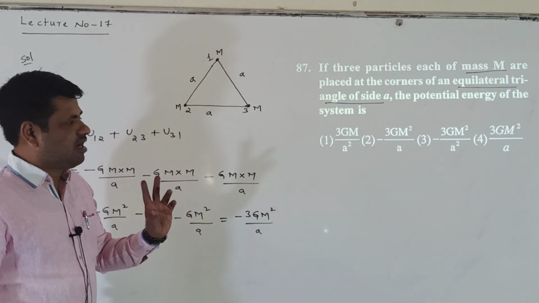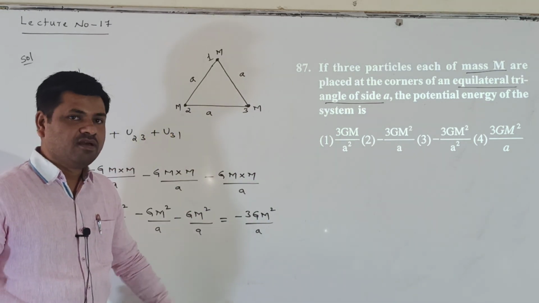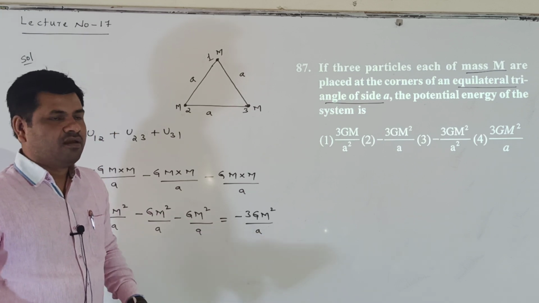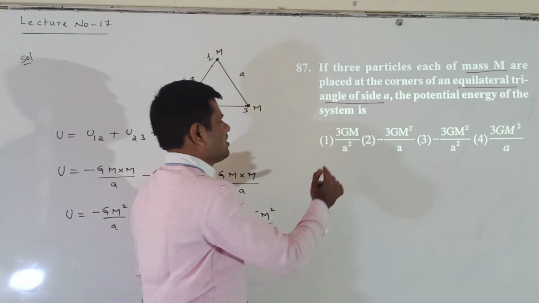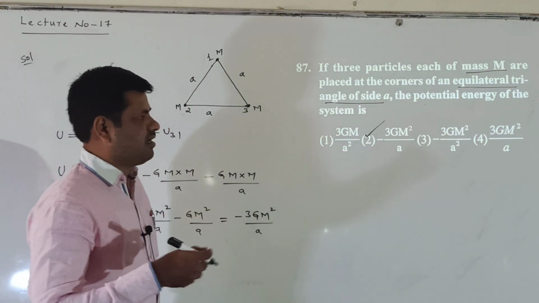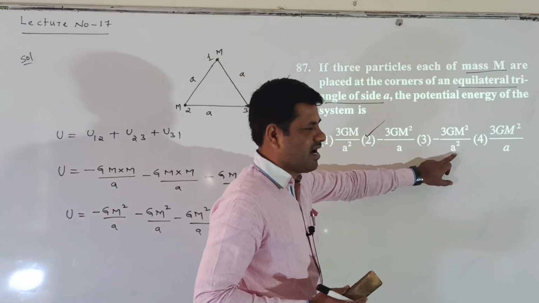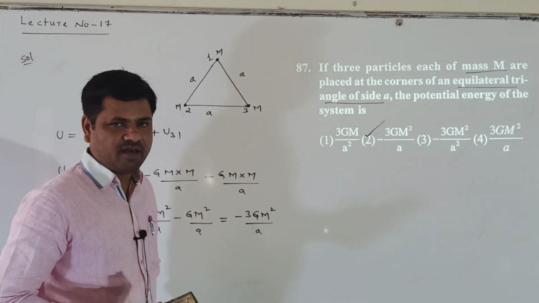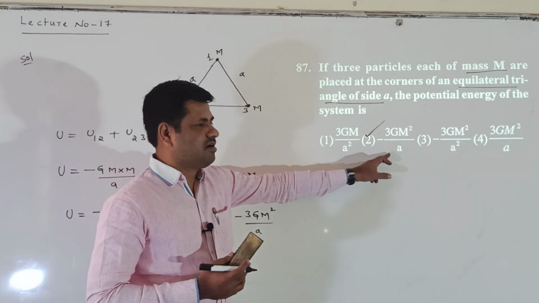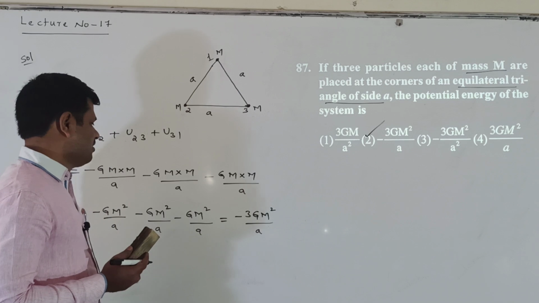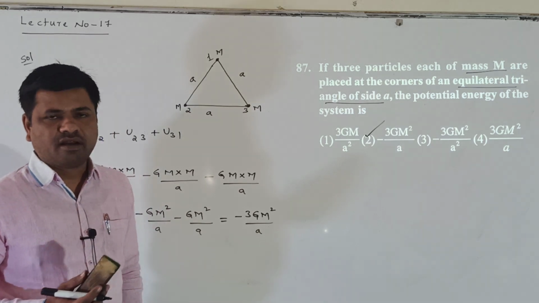See here, you can observe the options clearly, because small changes are made in the nearly identical options. That's the reason you should concentrate clearly, otherwise you will make mistakes. If you are confused and put A square, you would pick the third option. So concentrate on the options: minus 3 G m square by A. Which option is correct here? The second option is correct.